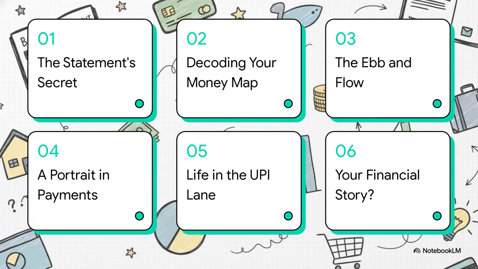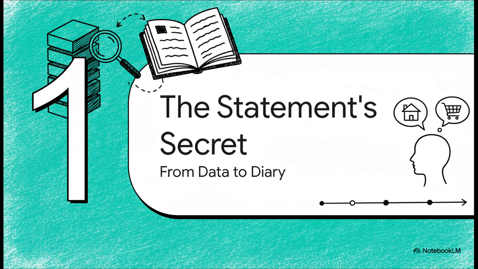So, here's our game plan for this explainer. We're going to take this dense financial record and turn it into something more like a personal diary. First, we'll decode its language. Then we'll look at the big picture, we'll analyze all the little details, and finally, we'll see how a completely digital life gets captured in data. By the end, you'll be able to read your own financial story, I promise. Okay, let's dive right in.